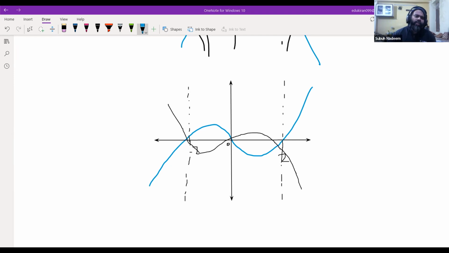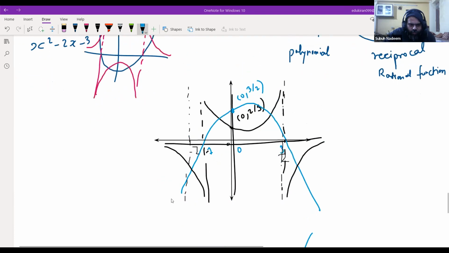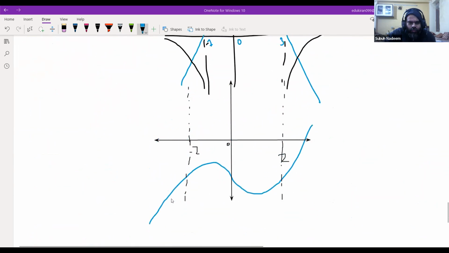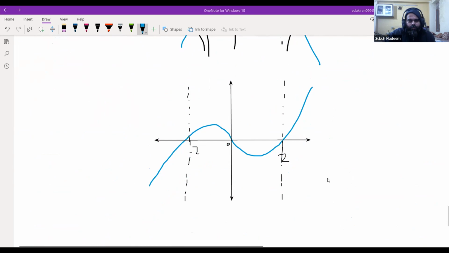This does not mean that these lines are the asymptotes just because it is passing through these points. Asymptote means the curve is tangent at infinity. How do we draw the reciprocal? We have seen above, just see above. We have drawn it here also, in all these cases. Okay. So if you want to draw the asymptote, let us see at -2.